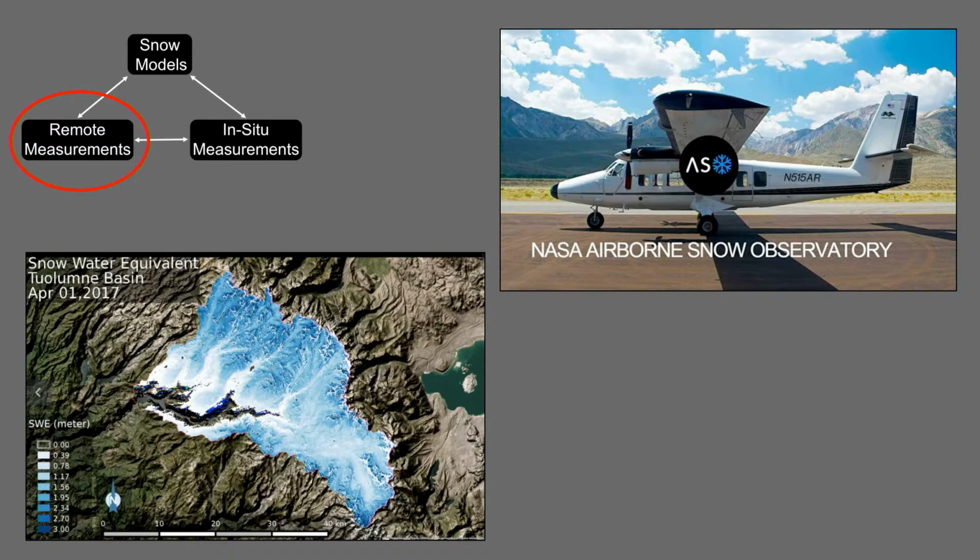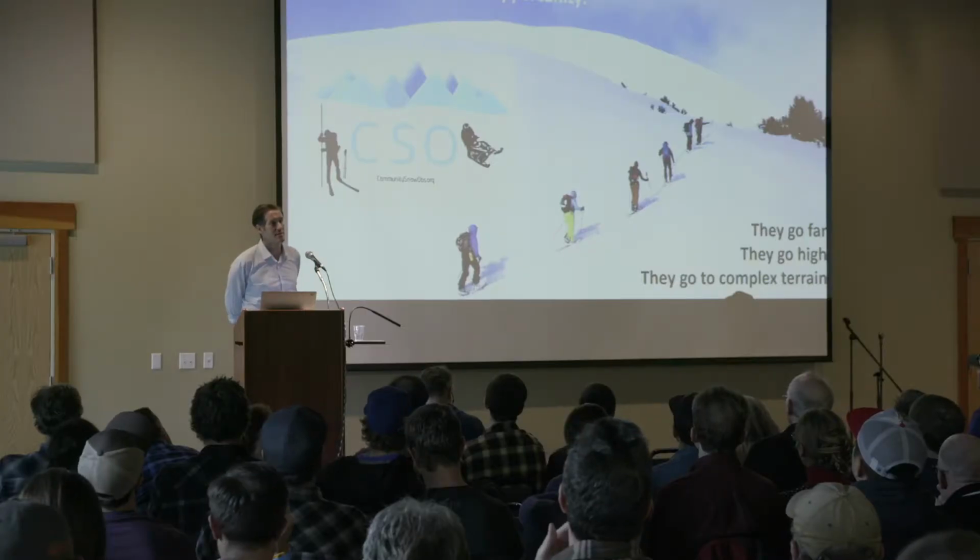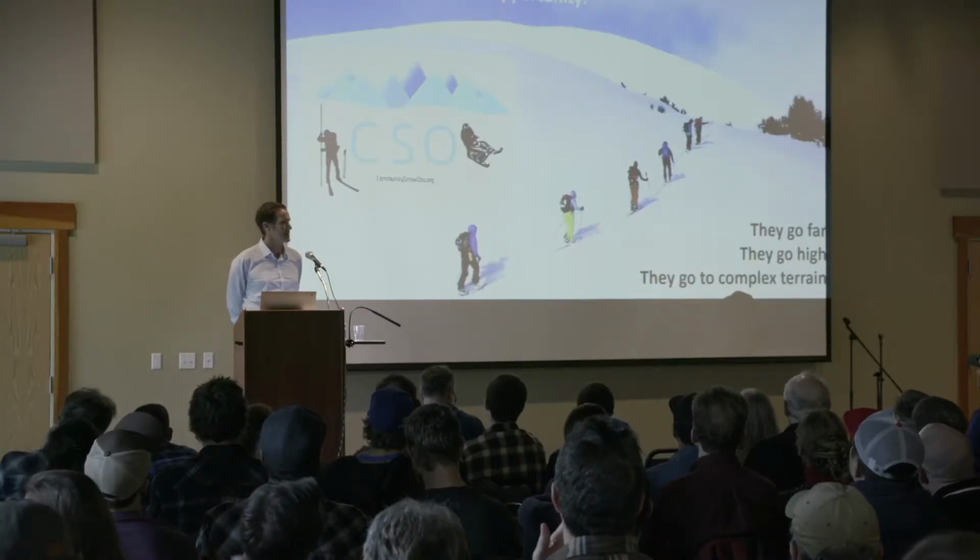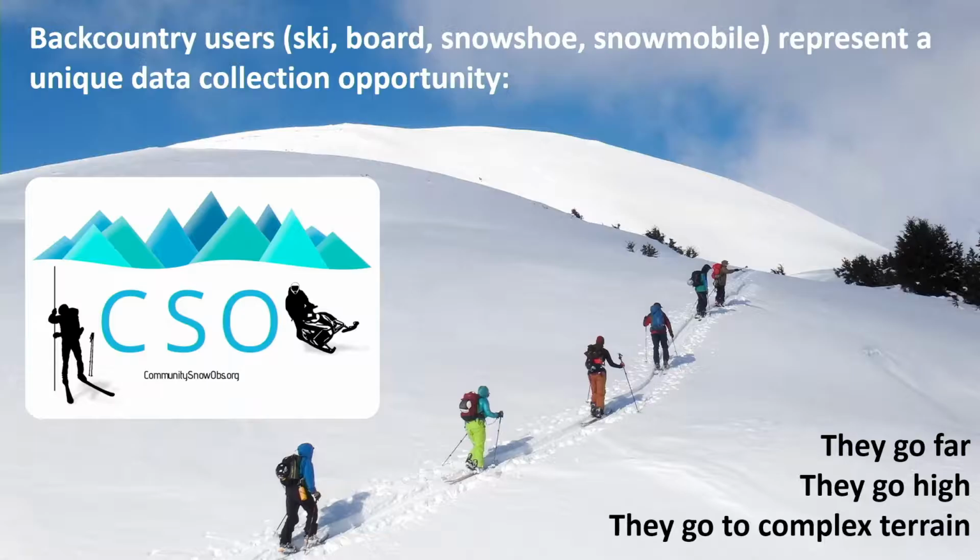So we were sitting around thinking about other ways of collecting snow information, and that's what led to this Community Snow Observations project. A group of us got together and started thinking about the fact that backcountry users are really interesting data collection opportunities for a number of reasons. Backcountry users tend to travel significant distances over large elevational transects, so they go far, they go high, and they also go into areas of complex terrain. Snow telemetry stations tend to be located in areas of not so complex terrain because they typically require vehicular access to install them and to maintain the instrumentation. So backcountry users are a really good untapped source of information.